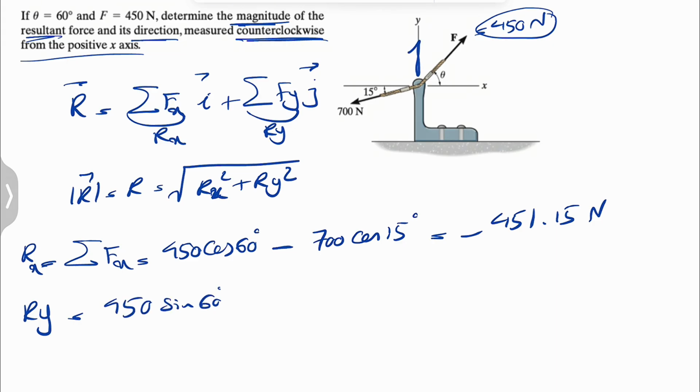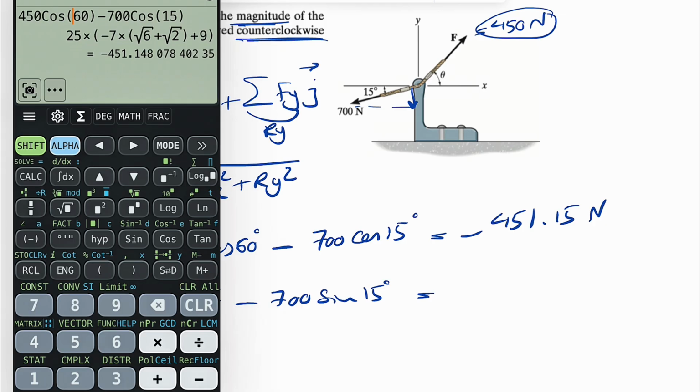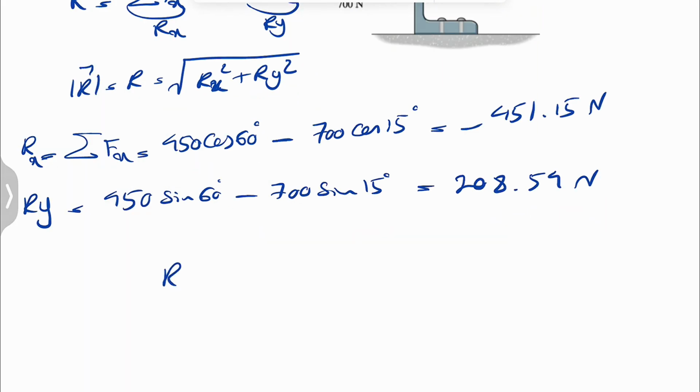So we found the Rx, and the Ry would be this time 450 sine of 60 degrees. Keep in mind that it's positive because the y component is upward, and for the 700 the y component is negative, so minus 700 sine of 15 degrees. Let's see what we get for this one. You just have to switch these to sine. Yeah, that's going to be 208.54 newtons.